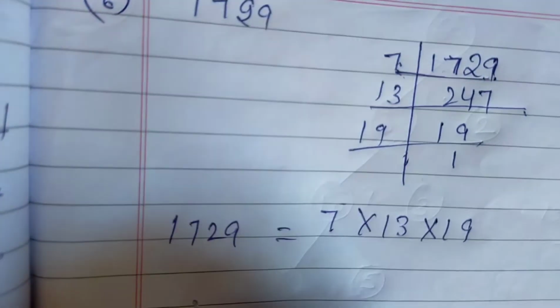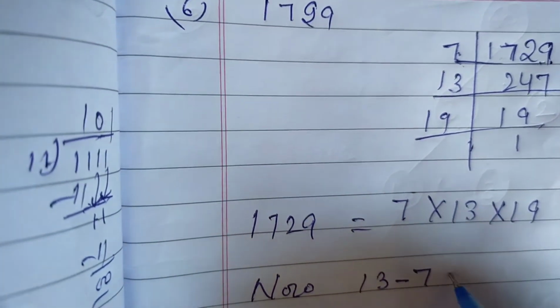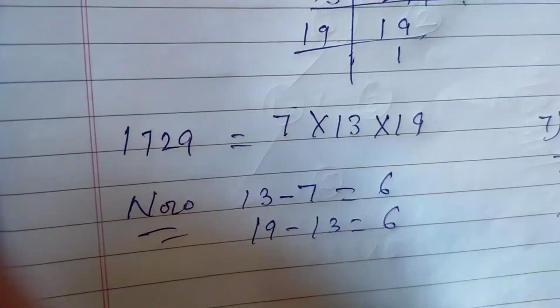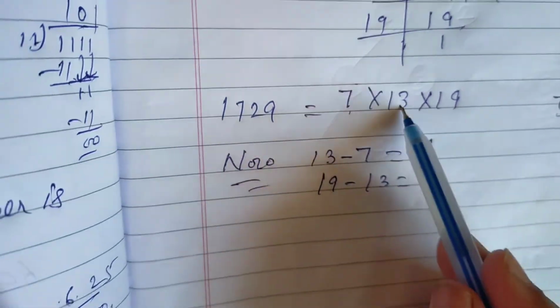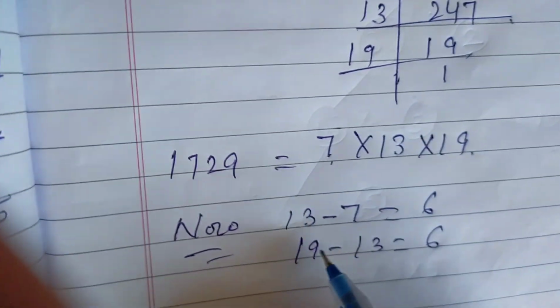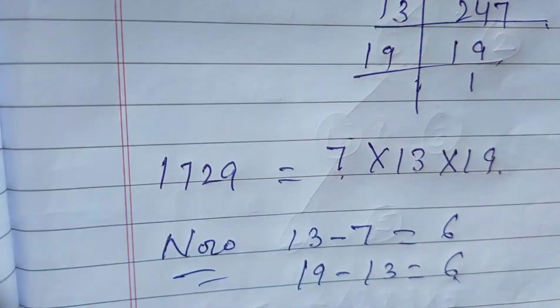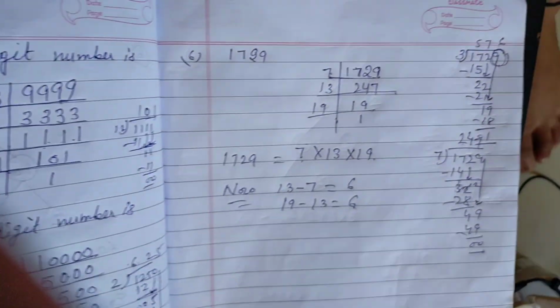So the relation: 13 minus 7 is equal to 6, 19 minus 13 is equal to 6. So we have 3 prime numbers and their consecutive difference is 6. So the difference between two consecutive prime numbers is 6. So this is the relation.